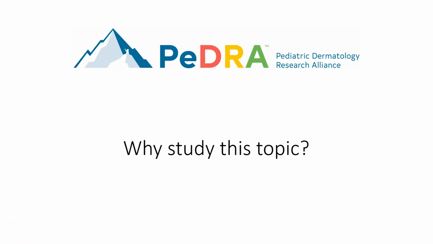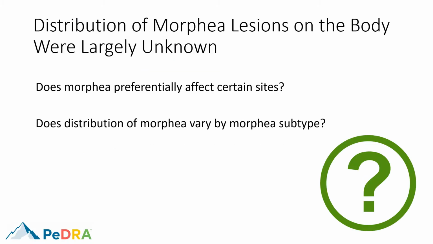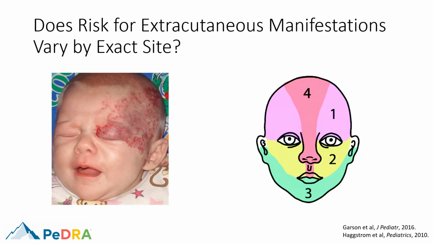So why study this topic? The distribution of morphea lesions on the body were largely unknown. We didn't really understand whether morphea preferentially affects certain sites of the body, and also, does the distribution of morphea lesions on the body vary by the type of morphea you have? We also wanted to find out whether or not the risk for extracutaneous manifestations varied by the exact site on the body, such as the exact site on the head and neck.